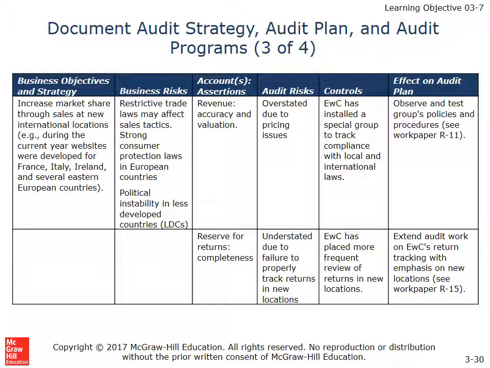The second one, we're going to extend the audit work of the company's return tracking with emphasis on new locations. So we're going to do some audit work on these new locations and make sure they are reviewing returns more frequently in those new locations. If they are, then we can rely on that work. And that's why when we say we're relying on internal controls, what procedures are they doing to alleviate the risk involved with that business strategy and objective?